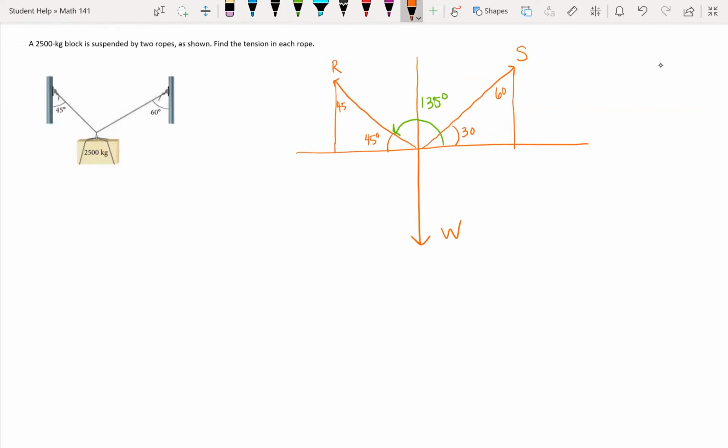So vector R is going to be whatever the length or the tension of that vector is. And the two components are cosine of 135 degrees times I plus sine of 135 degrees times J.